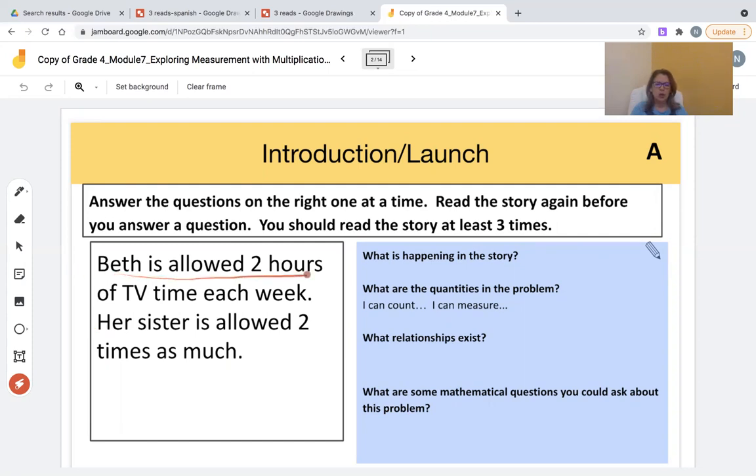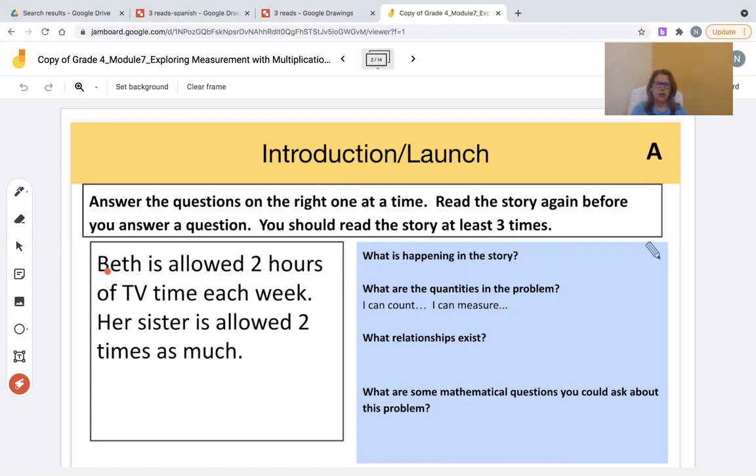Read 1. Beth is allowed 2 hours of TV each week. Her sister is allowed 2 times as much. What is happening in the story? You may use the pen or the text box and write your response here. Think about story elements. Who is in the story? What is in the story? And what is happening? You may press pause and press play when you are ready to continue.